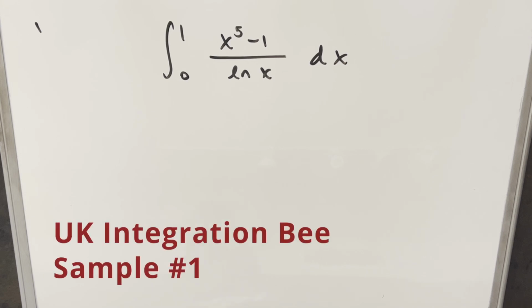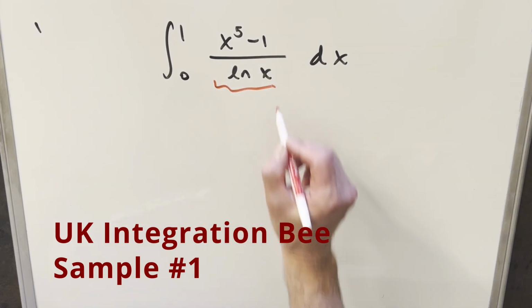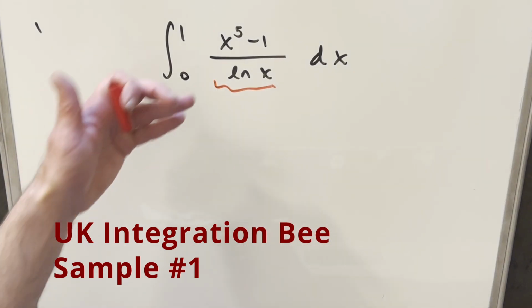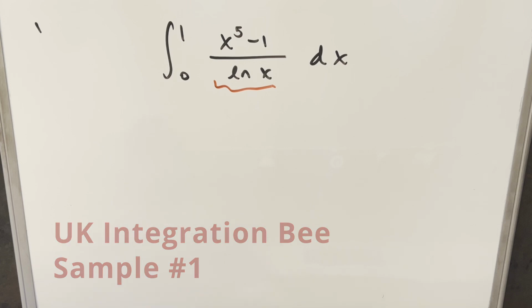Okay, we have here today another integral. This one's from the UK integration bee. Sample problem number 1. We have the integral from 0 to 1 of (x^5 - 1) over ln x dx. When I started on this, I was messing around with it, trying to get a u substitution, maybe some factoring, but nothing was really working.